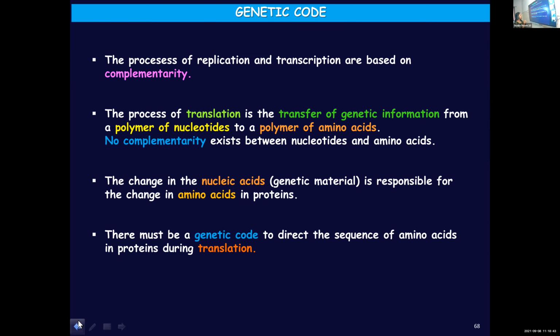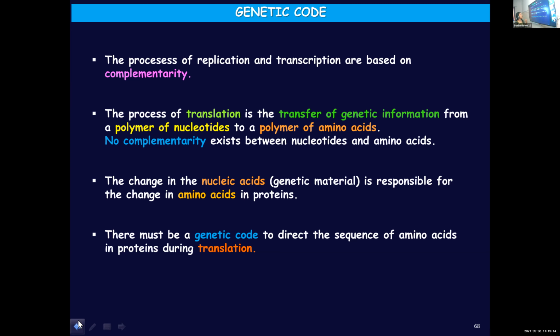Whereas in translation, the information present in the polymer of nucleotides, that is RNA, is getting translated, or transferred, to a polymer of amino acids, or protein. Messenger RNA is getting translated into proteins. So there is no such rule of complementarity between nucleotides and amino acids, because amino acids do not have any nitrogen bases.